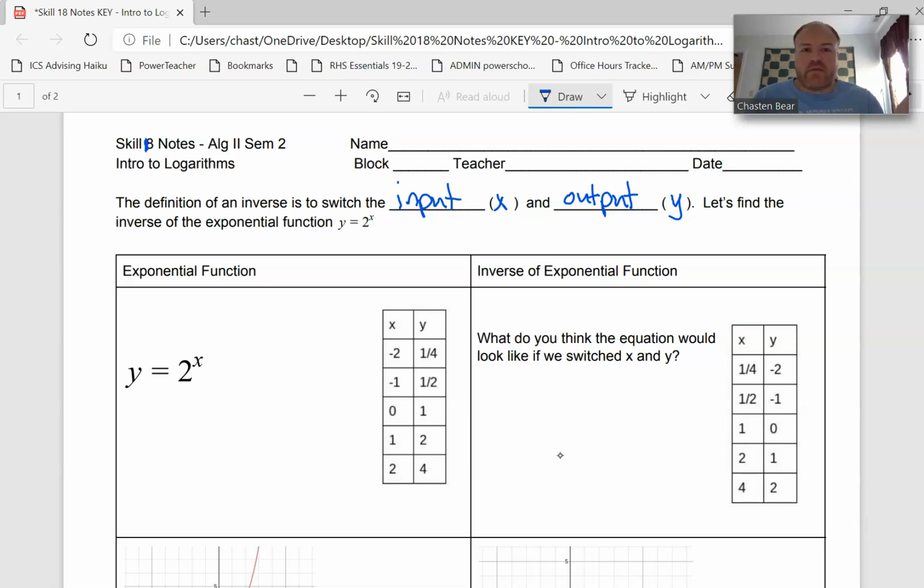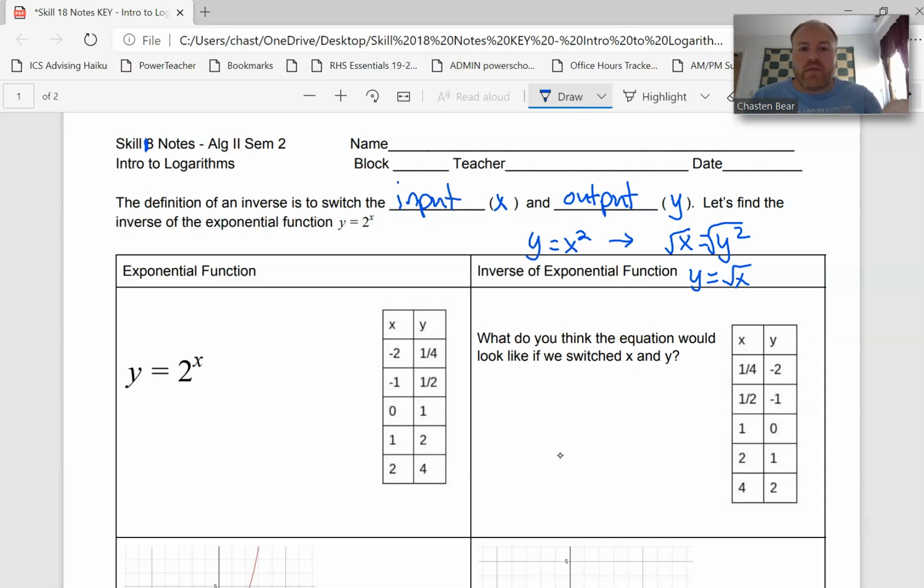Let me throw out a couple of things here. In the past, when we had y equals x squared, the inverse of that was x equals y squared. We knew we could take the square root of both sides to get y equals the square root of x. And so we said that the square root function is the inverse of squaring something.